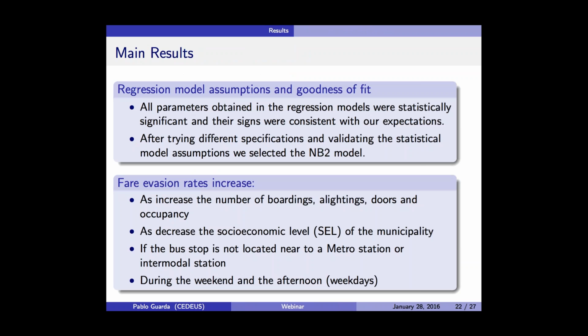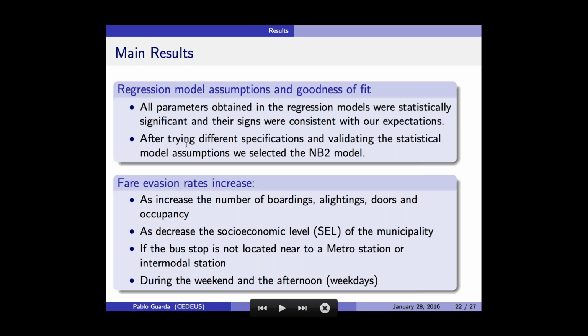So, as a summary of all the results obtained in this study, about the regression model assumption and goodness of fit, all parameters obtained in the regression model were statistically significant and their signs were consistent with our expectation, even though the negative binomial regression model performed significantly better than the other models. All the models present parameters with statistically significant signs that are consistent, which shows these variables are impacting Evasion consistently regardless of the model we are using. I would like to clarify this because this was a long discussion we had in a Chilean conference last September about which approach would be better: using a model of proportion, such as the binomial regression model, or using a count regression model. But we can demonstrate here that the count regression model is the best approach.